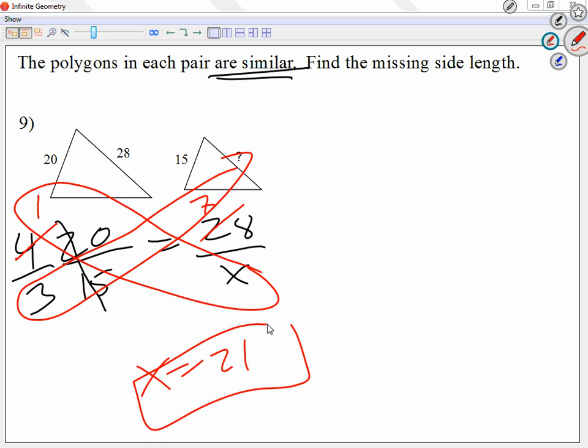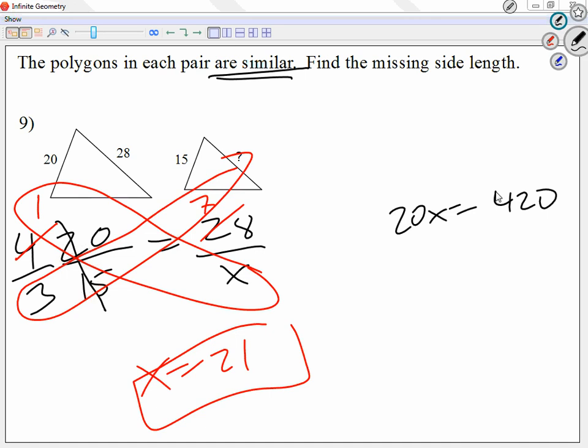If you have a calculator, you can just multiply straight up. 20 times x equals 28 times 15. Divide both sides by 20, x equals 21. All right, so from the review, we have 9 through 16. On the test, there'll be 4 of those.